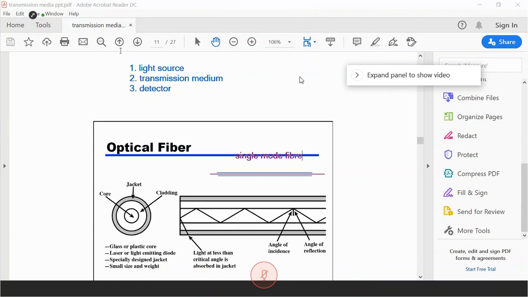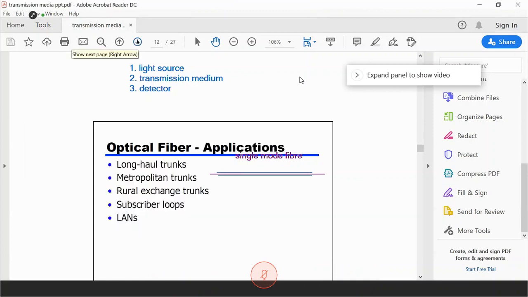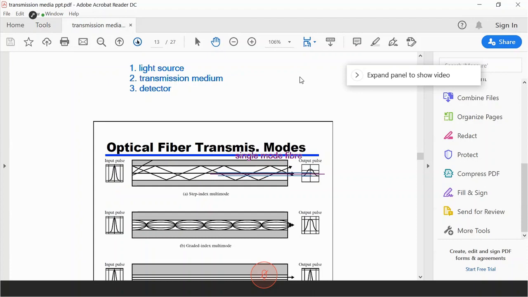These were the three media that we discussed. And next thing that we have is the optical fiber application. When you talk about trunks, I have given you in an earlier class what we meant by the trunks. Here it is about types of these optical fibers: step indexed, graded indexed, multimode, and so on.